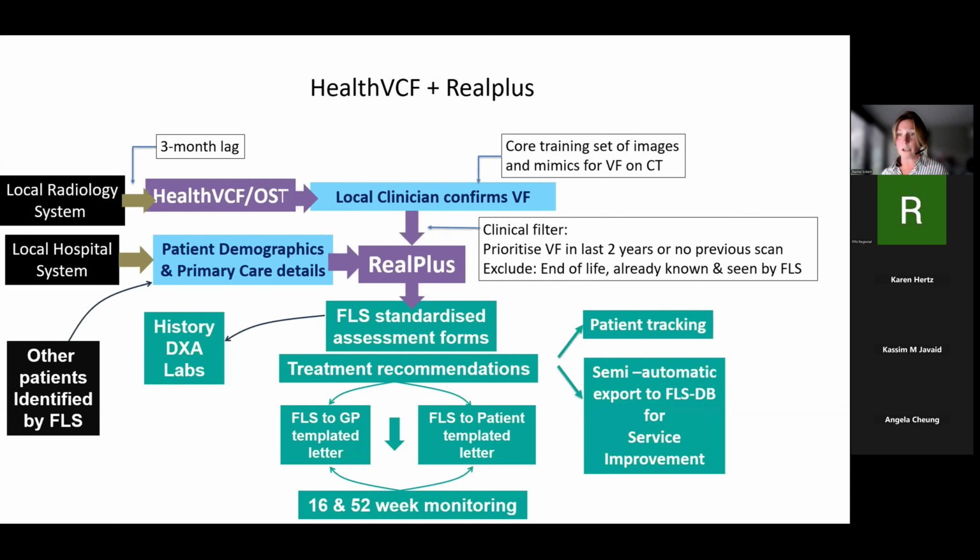So it's important that we're uploading to the FLS database for us because that's a way that we can monitor how our service is performing. But the effort that's taken to do that at the moment is really high, and cutting down things like this is a way that we can really help to increase our actual FLS activity in terms of more patients being seen.